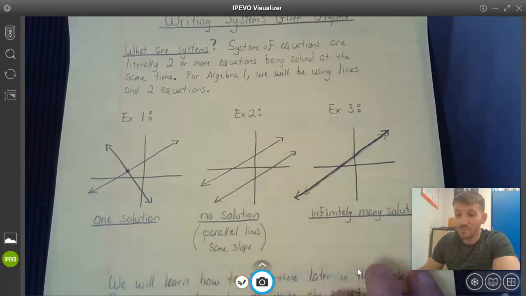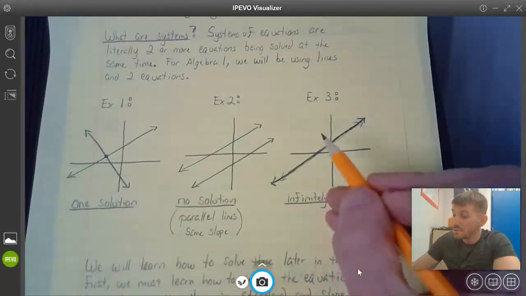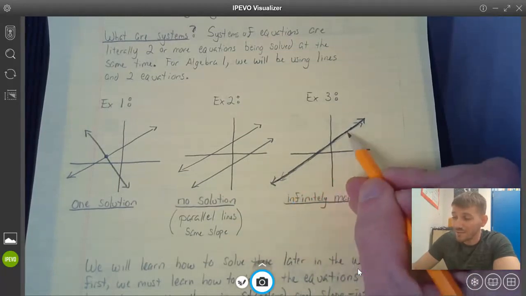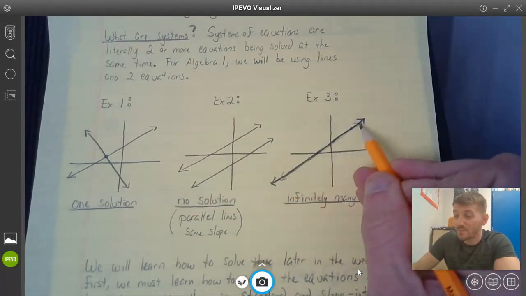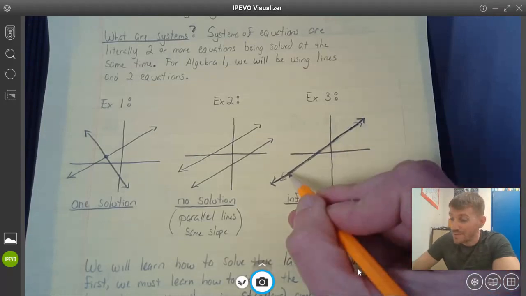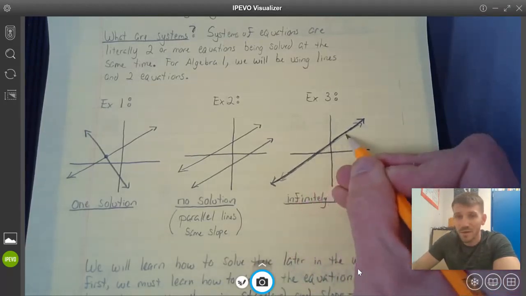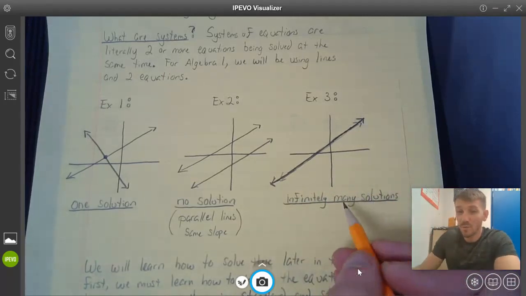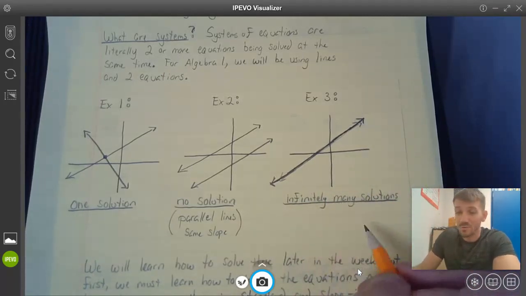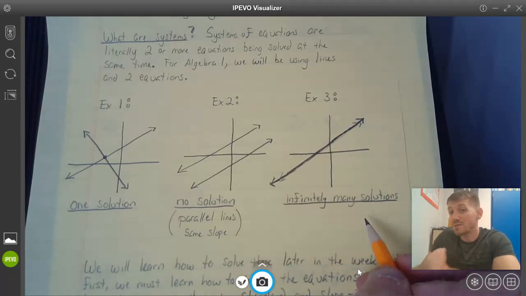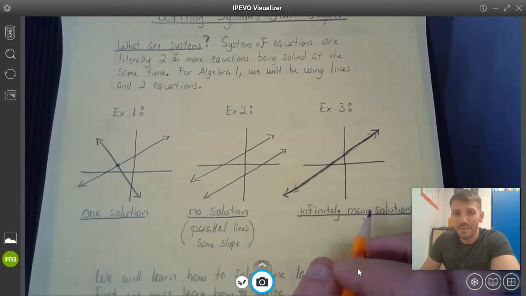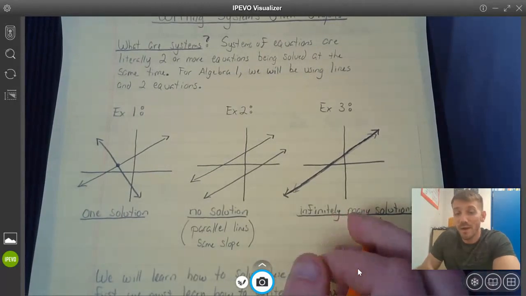And the last example you'll probably see is a line that is literally right on top of another line. Now, those have how many points in common? Well, they have an infinite number of points in common because they're literally one right on top of the other one. So that's why we have infinitely many solutions. Again, we are not solving anything in this video today. We are just simply learning how to write equations if you were to see a graph.